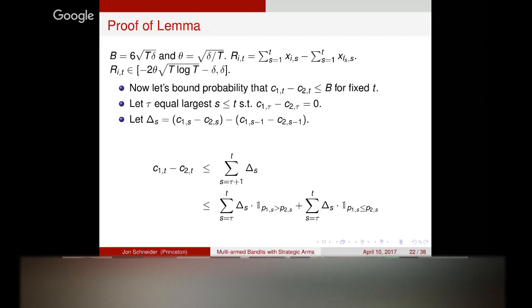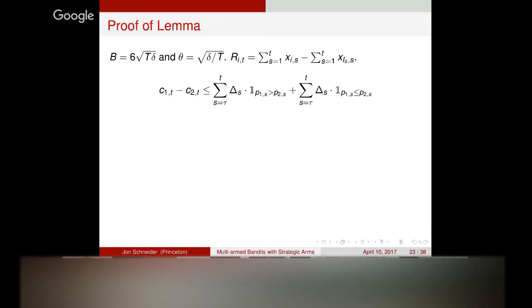And we can break this into two cases: rounds where it's more likely to pick arm one than arm two, and rounds where it's more likely to pick arm two than arm one. Okay, so let's focus on the first term. This quantity delta S is one whenever arm one is chosen at time S, and it's negative one whenever arm two is chosen at time S.